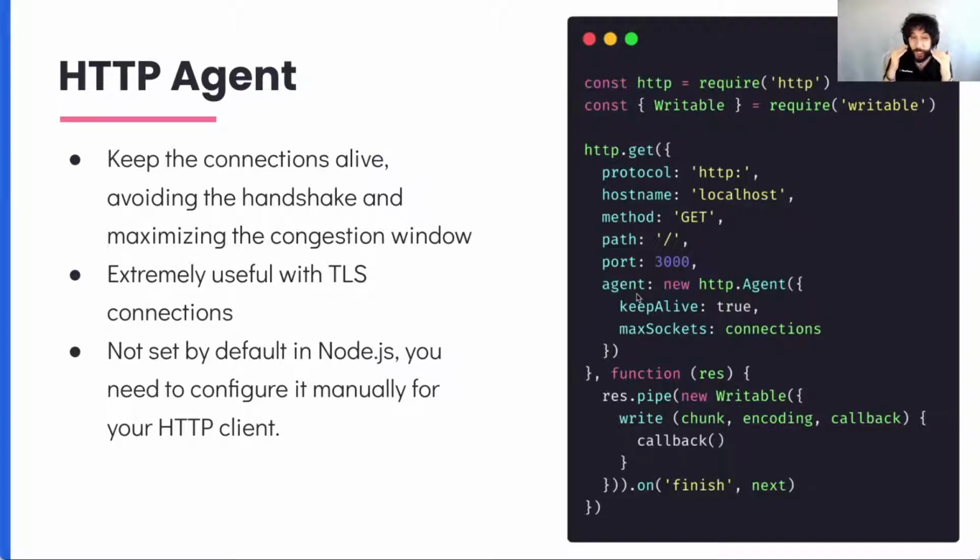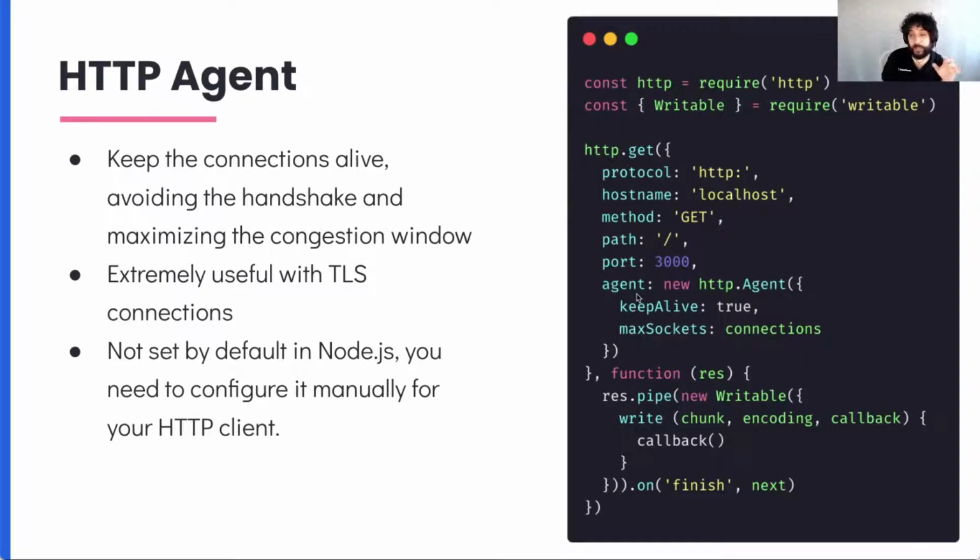This is actually critical for TLS connections, because on top of the TCP handshake, you will also have the TLS handshake. So if you don't have an agent and you're calling HTTPS services, you are setting yourself up for trouble. Note that this is not the default. So you need to either configure it manually for your HTTP client or configure it as a default in Node. It's very important that you do, because the difference can be staggering.